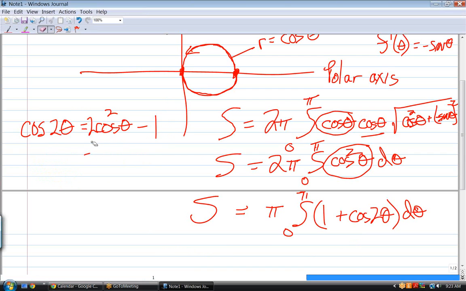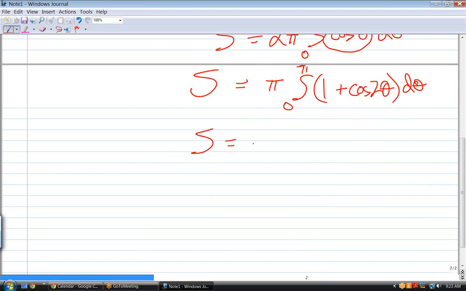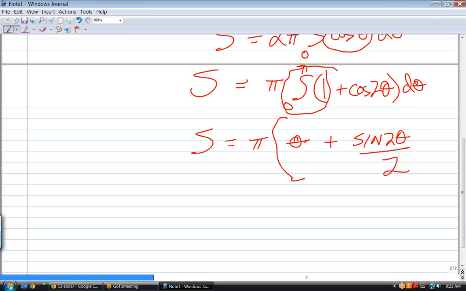Okay. And now we have something that's quite easy to integrate. So we have the surface area equals pi. Well, the integral of that is theta. And the integral of this is sine 2 theta divided by 2. And so now we're going to take all of this and evaluate it between 0 and pi.